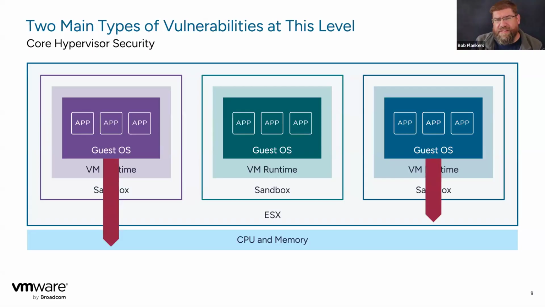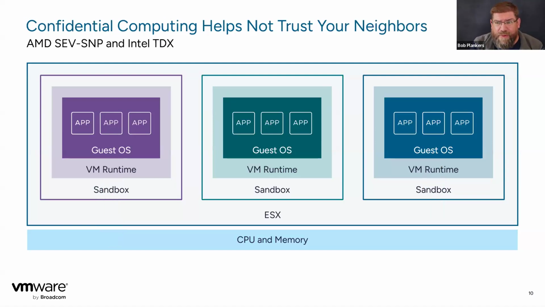And then VM escape is the other one, that somebody with privileged access to a guest can get out into the hypervisor, which you don't want either. So what do we do about it? Well, confidential computing. So we started in vSphere 7 with Intel SGX and AMD's SEV-ES.